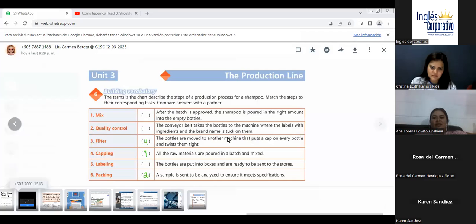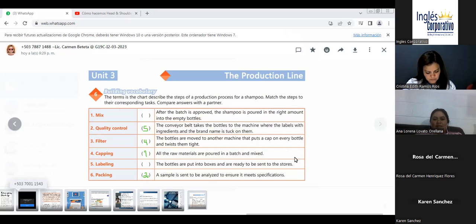Sí, que se pone una tapa, dice. Yes. Karen, Rosa, do you agree with this? Yes, agree. Okay. Number five, yes, is the conveyor. Yes, the conveyor. Yes. Parece ese, pero ahí va. Okay.